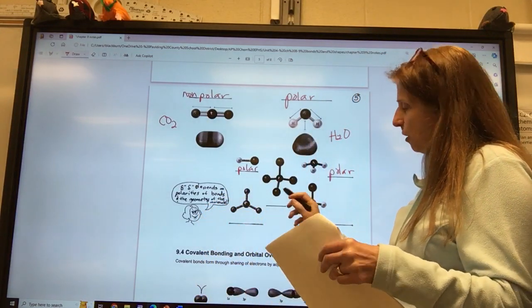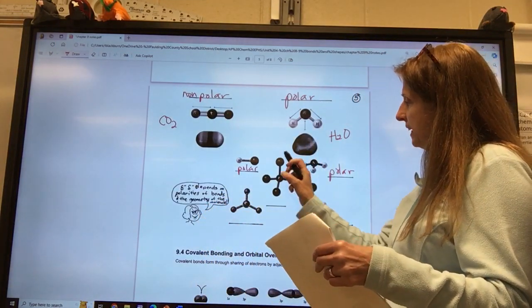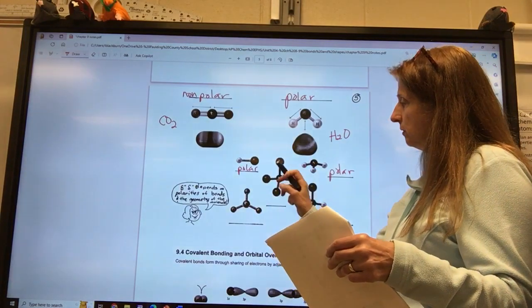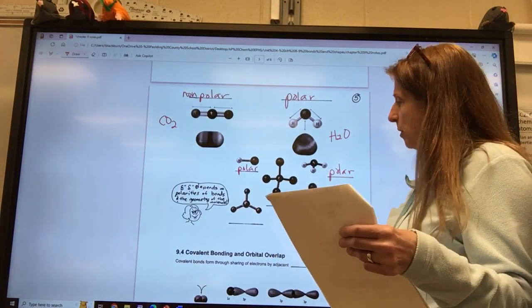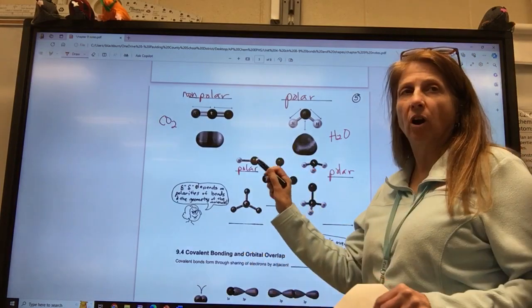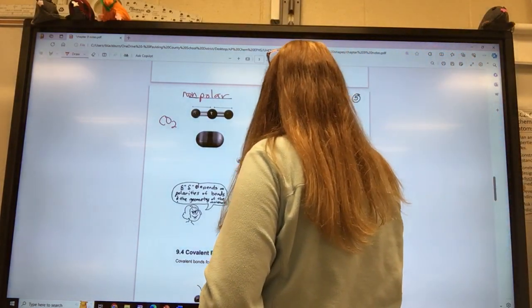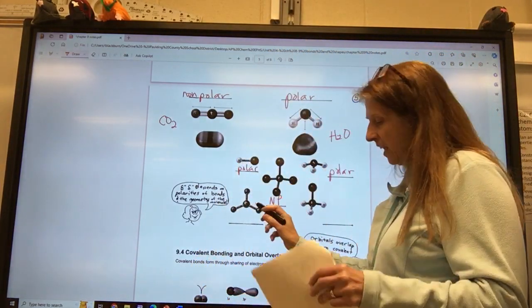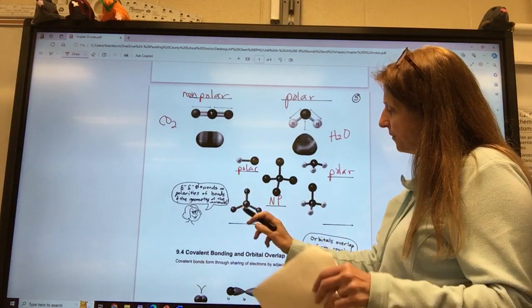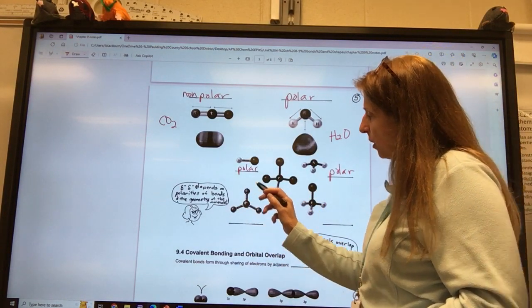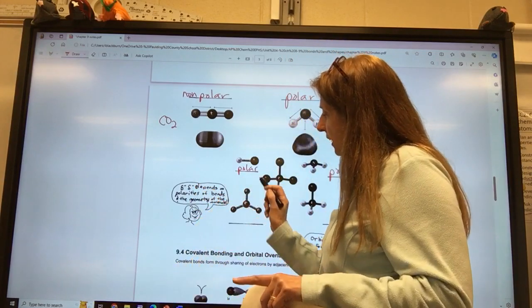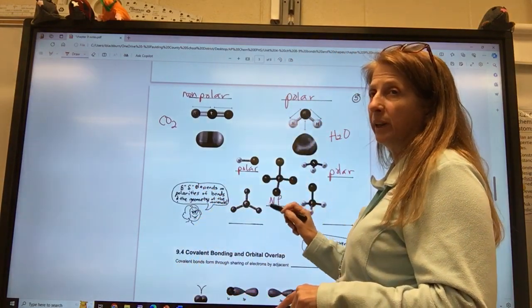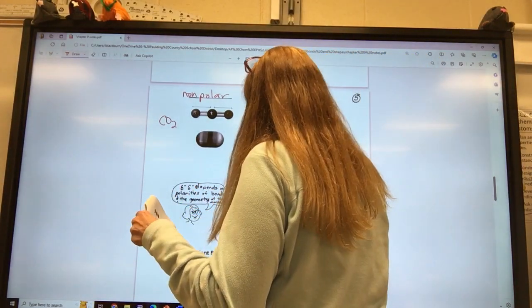Okay? How about in the middle here? CCl4. Polar or non-polar? Non-polar, they're all canceling each other out. I'm going to just put NP for non-polar. Okay, how about this one? BF3. Non-polar, they're all pulling out exactly equally in the same direction, so it's non-polar.